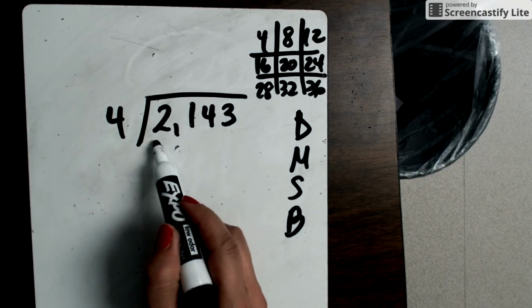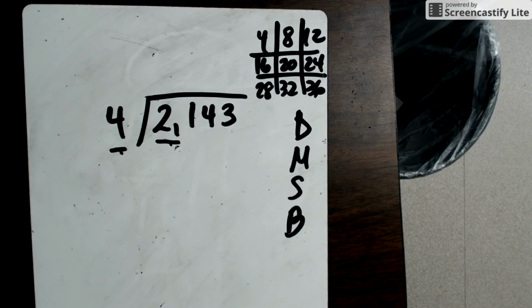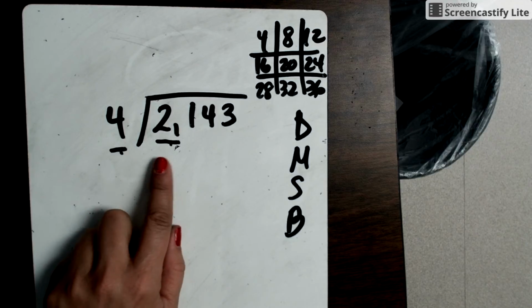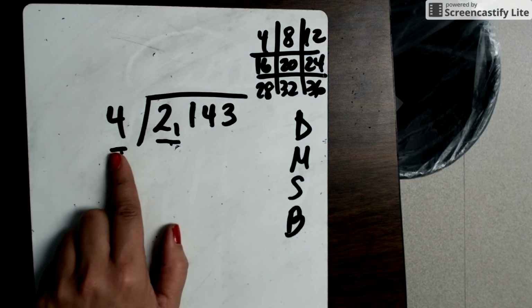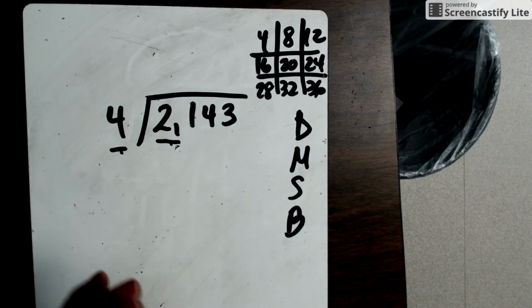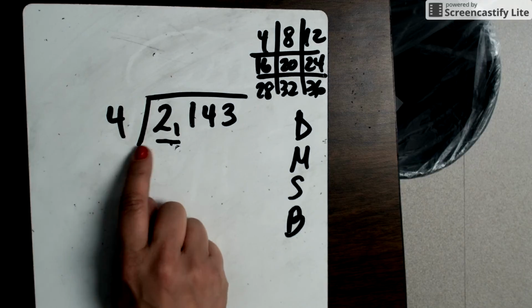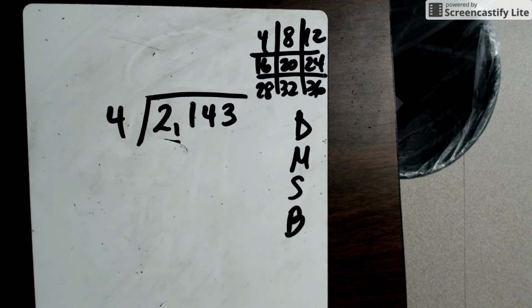So the first thing you're always going to do is take the first digit in your dividend and divide it by the divisor. So 2 divided by 4. But that's a problem because the number 2 is smaller than 4. I can't make any groups of 4 if I only have 2. If you only have 2 fingers, you can't make any groups of 4. So that means we can't do 2 divided by 4.